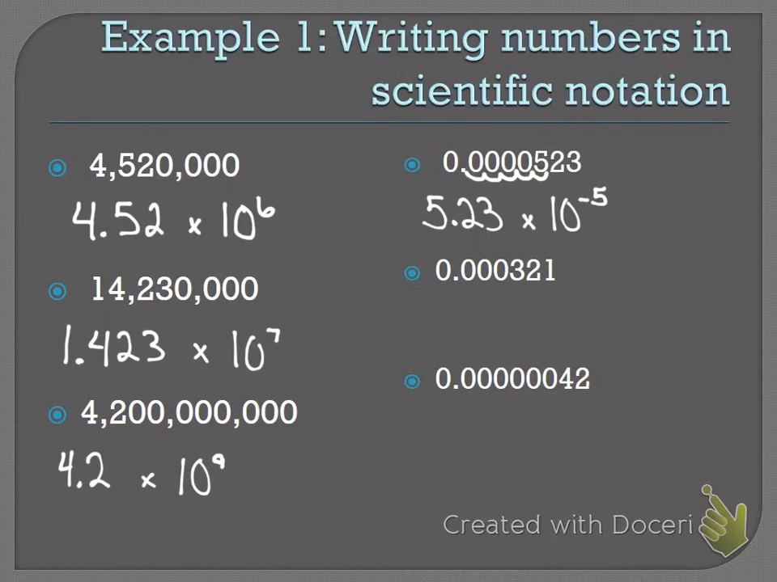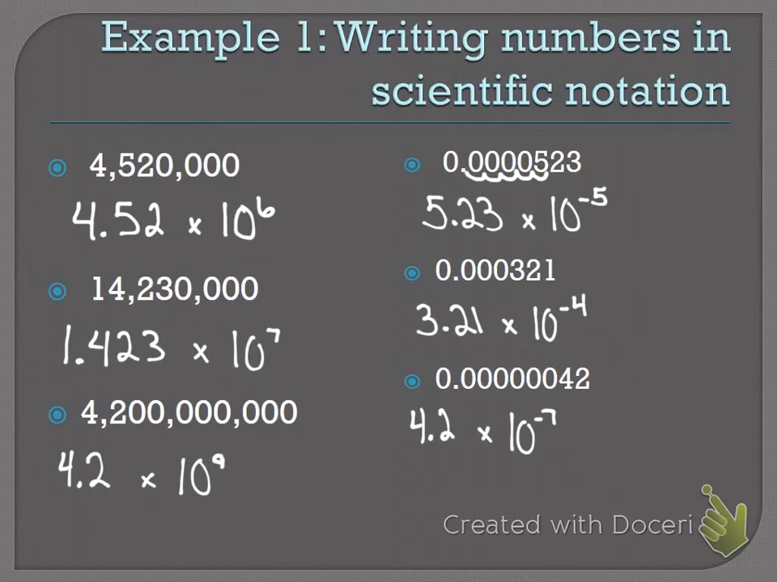I want you to do the last two. Okay, so what decimal value am I going to have on the second one? 3.21 times 10 to the what? Negative 4th power, because I moved my decimal to the right 4 places. What's going to be my decimal value for the last number? 4.2 times 10 to the negative 7th power. Who got those right? Very good. All right, so now let's go the other way.